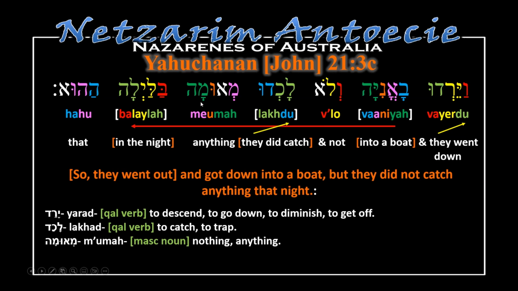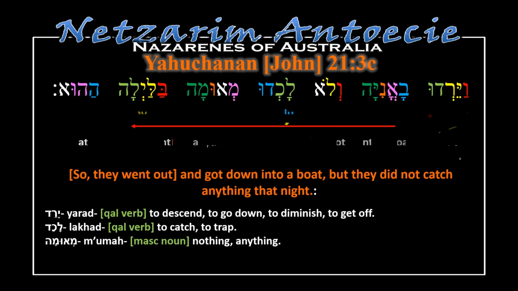Me'uma, and it means anything. If we look down here, we've got lakad as a col verb to catch, to trap, and then we've got ma'uma as a masculine noun means nothing or anything. So here it's anything. Ba-la-la, meaning in the night, because we know Lila is night. Ha-hu, that, and that's a masculine form of that. So they went out and got down into a boat, but they did not catch anything that night. So now it's time to read it.